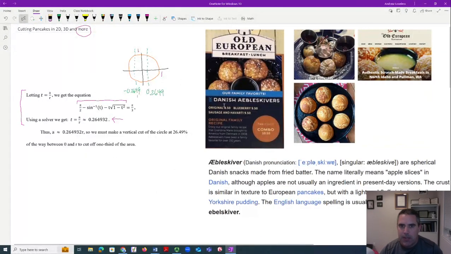Now, ultimately, these pancakes, I encountered them in this old European bakery, a mainstay in Pullman, Washington, for a good hearty breakfast. This is one of the things they make. It says a Danish pancake that they brought over when they immigrated in 1908. It literally means apple slices in Danish, but apples are no longer a main part of the ingredient.